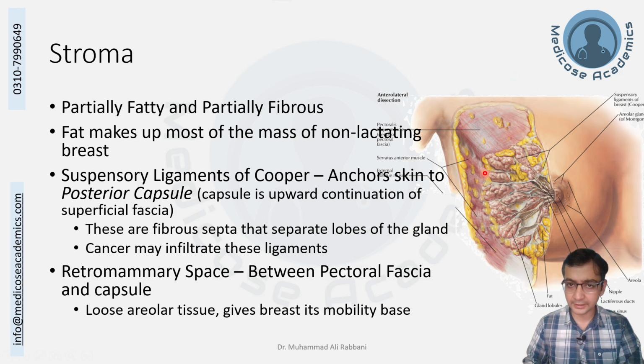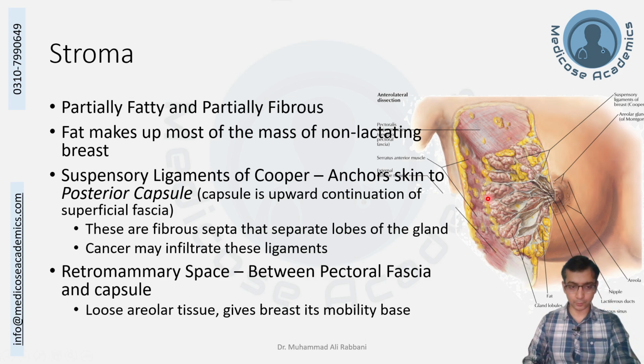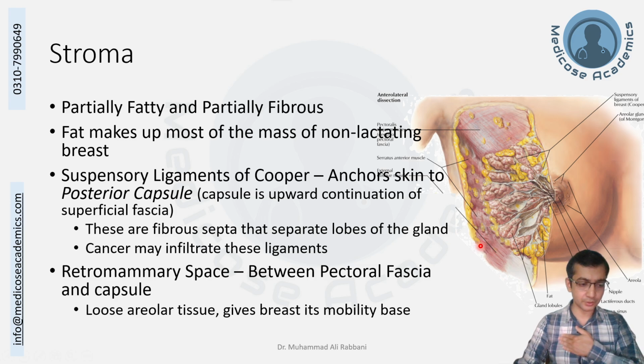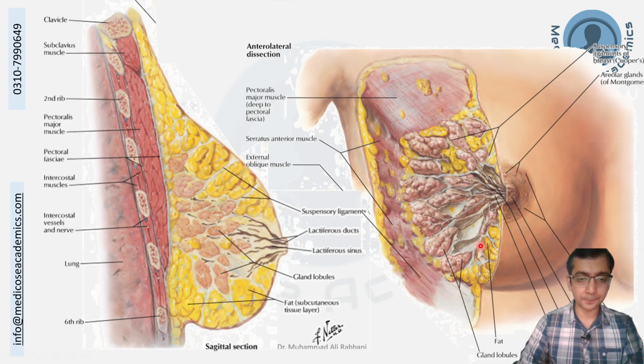And the space behind the gland, between the pectoralis fascia behind and the gland in front, is called the retromammary space. That is the loose areolar tissue that gives mobility to the gland.